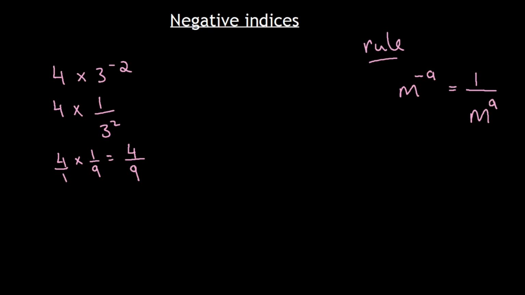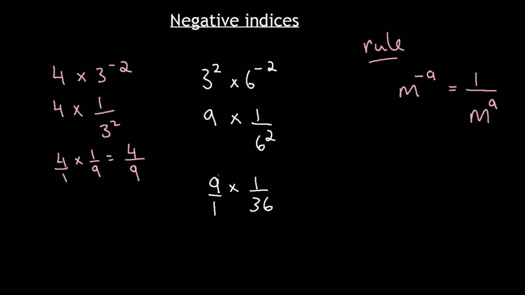So let's have a look at one last question, and this time we're going to be looking at 3 squared times 6 to the power of -2. So again, we can't use the addition rule here because the bases are different, so we're going to have to work with them separately. So here this is 9, and on the right hand side we have 1 over 6 squared. Now we can rewrite that as 9 times 1 over 36, and so again, using multiplying fractions, we can do 9 times 1, which is 9, and 1 times 36 is 36. Now you can leave it there, or you could go ahead and simplify this, so we can divide top and bottom by 9, and this will give us 1/4, so it's a quarter.